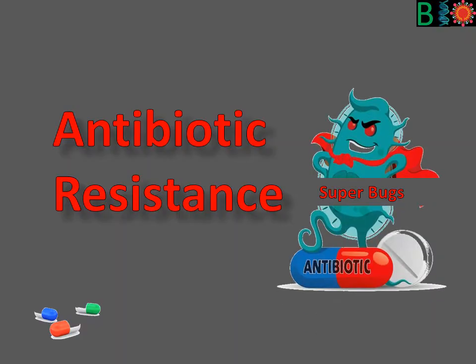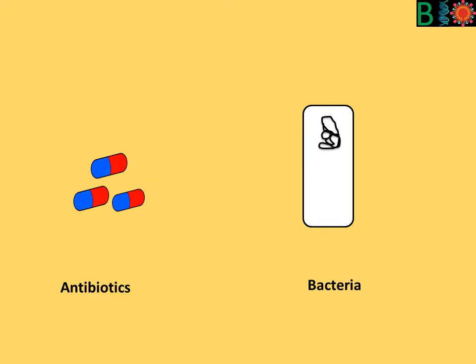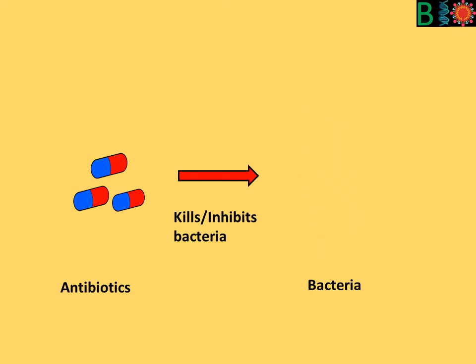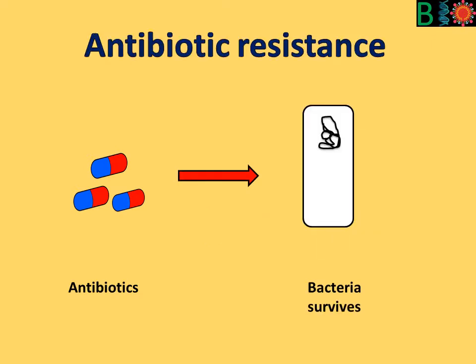Today we are going to learn about antibiotic resistance. Antibiotics are used to combat bacterial infections. Antibiotic resistance is a phenomenon in which the bacteria continue to survive even in the presence of antibiotics. The bacteria are not affected by the antibiotics.